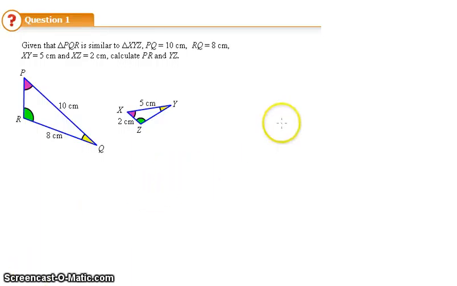Okay, here we have a question about similarity and congruence. So once again, similar triangles have the same shape but different size. That's the difference between similar triangles and congruent triangles. So what is the definition of a congruent triangle again, from what we learned?